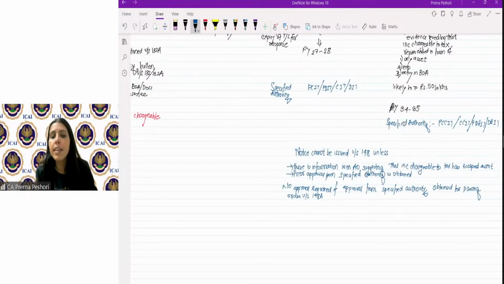Mansha, no chance to get reassessment notice after 10 years. So the maximum time limit for issuing the notice is 10 years, not beyond. Clear, Mansha?